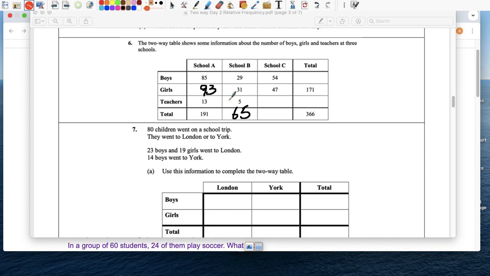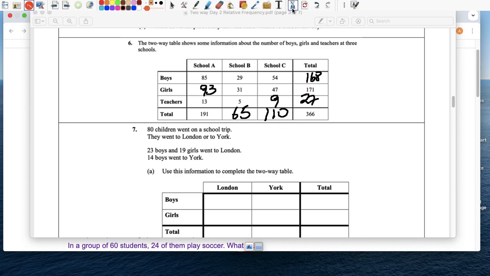Which row can we do now? We can do the boys row. So 85 plus 29 plus 54. That gives us 168. We can do 366 minus 168 minus 171. We can find 27 here. 13 and 5 is 18, so obviously this is 9. And then if we add up and down, 54 plus 47 plus 9 equals 110.